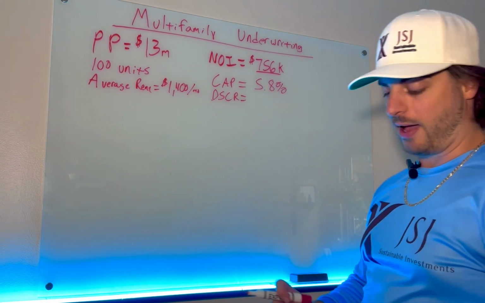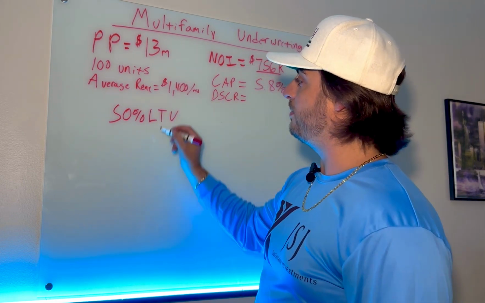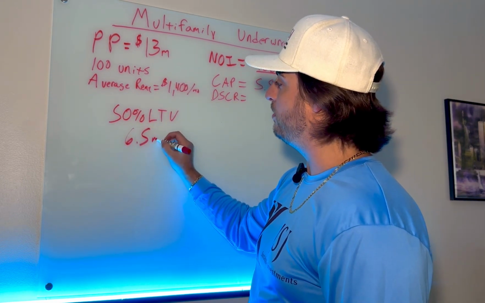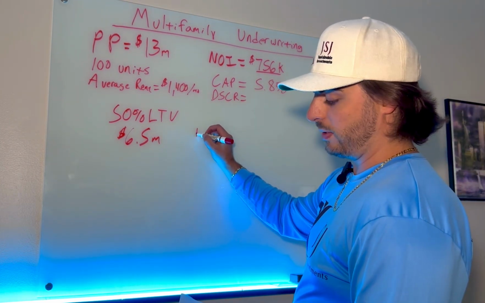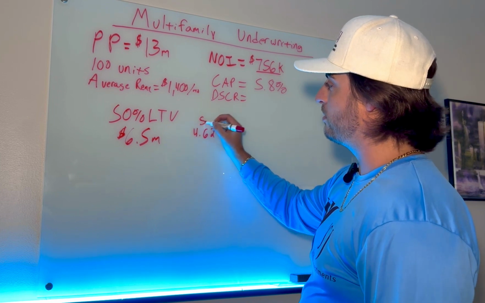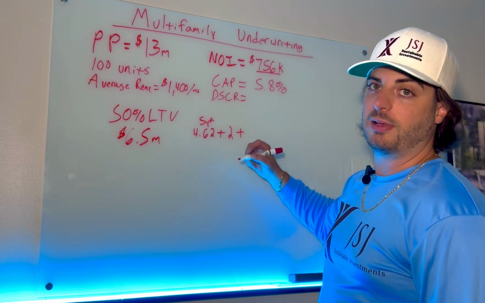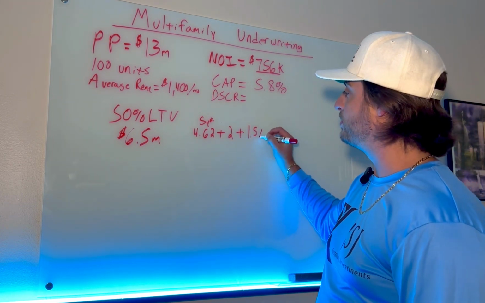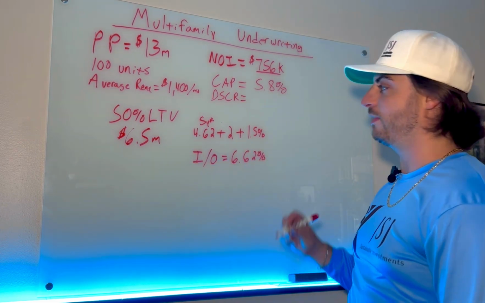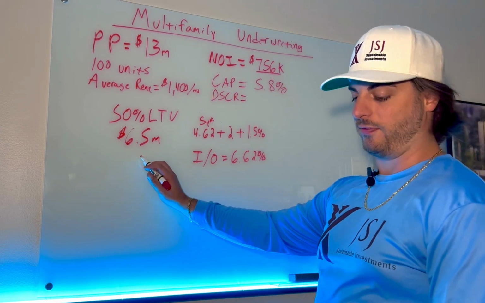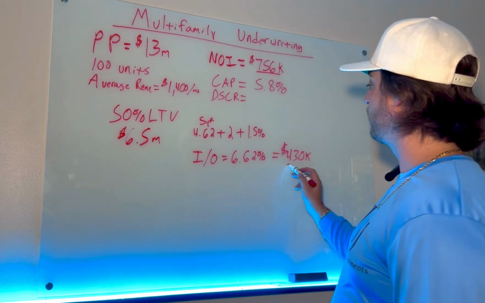Using the same math, we're now going to go with a 50% loan to value. 50% of that is a $6.5 million loan. The $6.5 million loan with the same interest rate from before. So we have the 4.62 5-year treasury. We're going to add the 2% lender spread. For our principal and interest, we're going to add that 1.5%. First, we'll calculate our interest only, which equals the 6.62%. And our interest only, 6.62% on 6.5 million, equals $430,000. Annual debt service, $430,000.